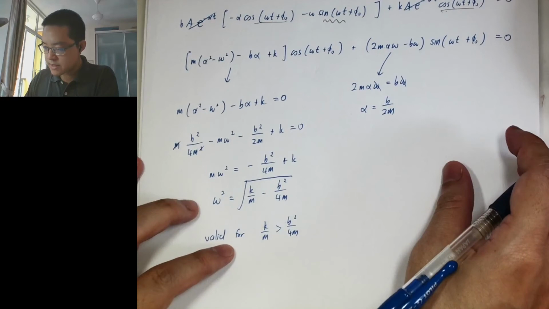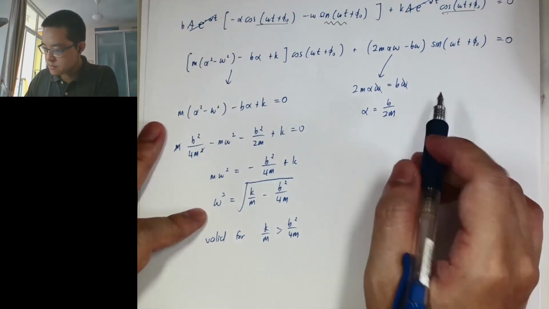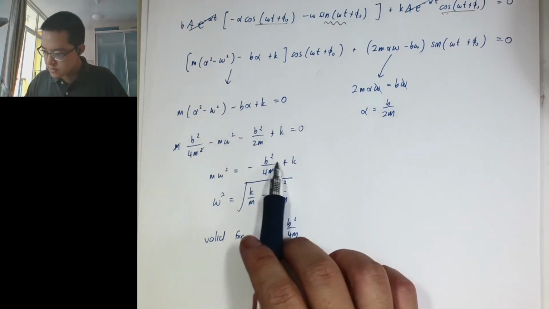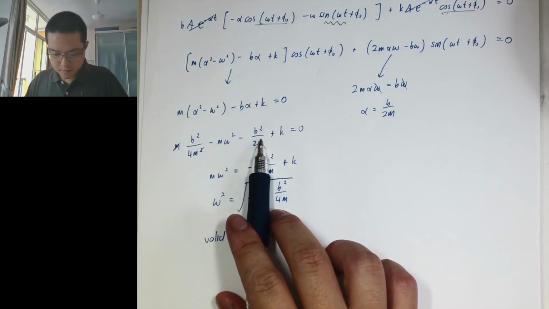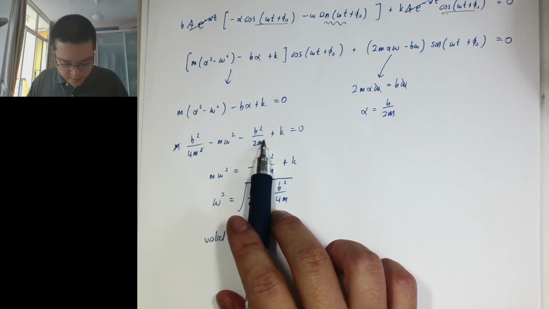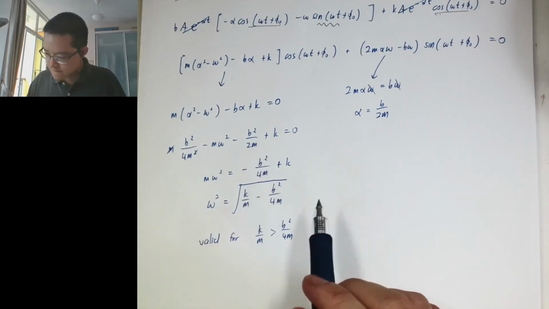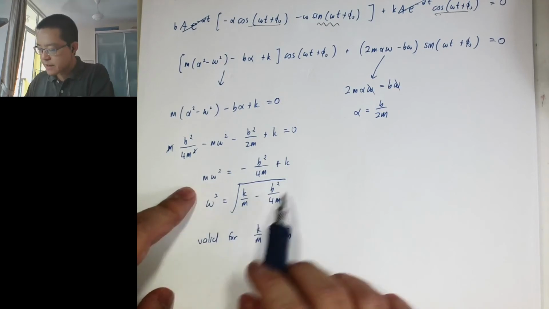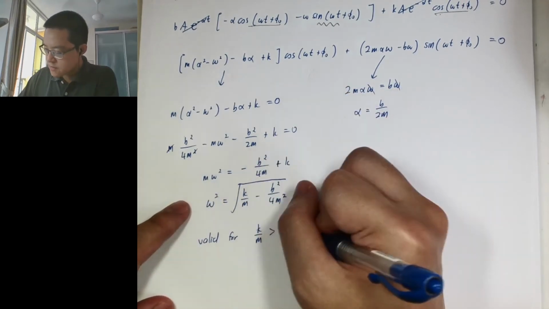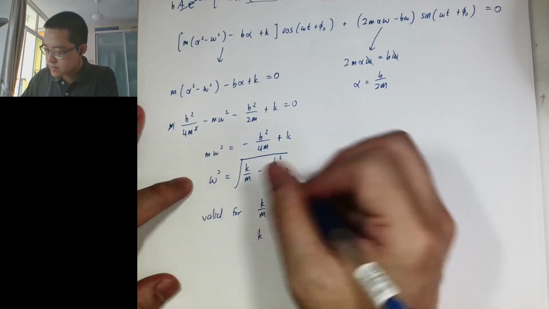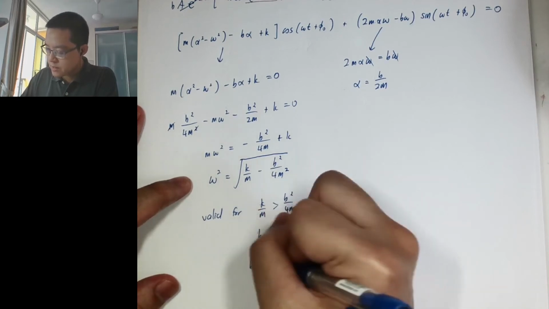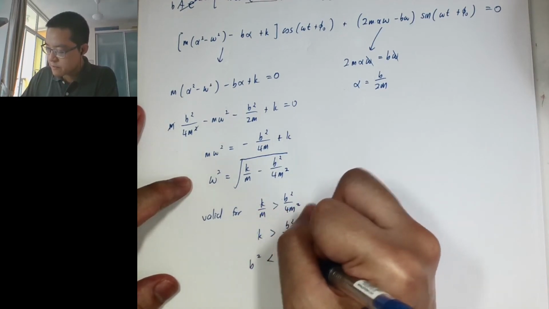Hang on, I am missing a sign. I am missing a b squared. Wait, I did something wrong. Where is it wrong? Oh, if I divide the m down, k over m, this is m squared. So it's as long as k is greater than b squared over 4m, or in other words, b squared is smaller than 4mk.